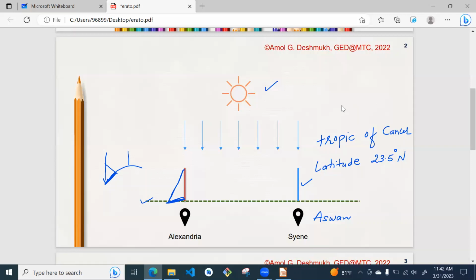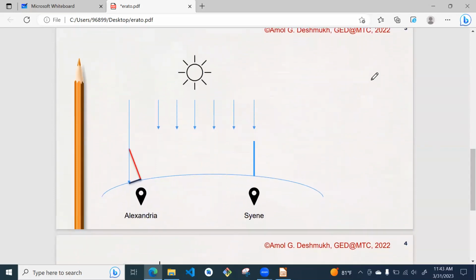Now the second objective was to find out the size of this earth. For this, he measured this angle, which is the angle between the sun rays and the vertical tower. So this is the tower. For example, let us assume that this angle is theta.